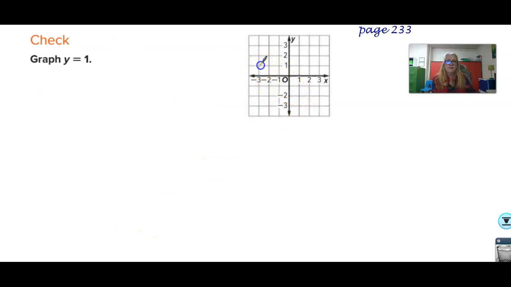Check. How do you draw a graph of y equals 1? It's a horizontal line at y equals 1. Ooh, that was a pretty good line.